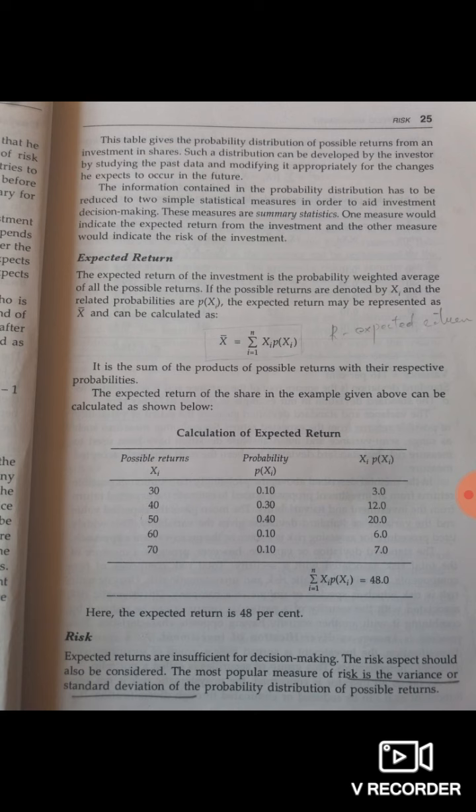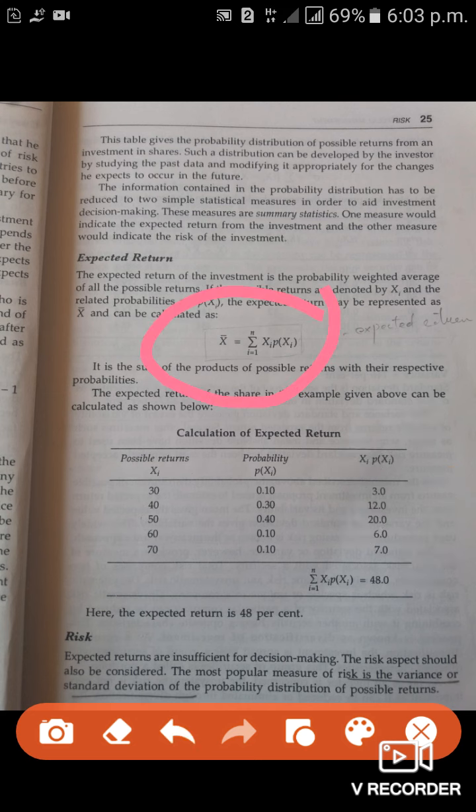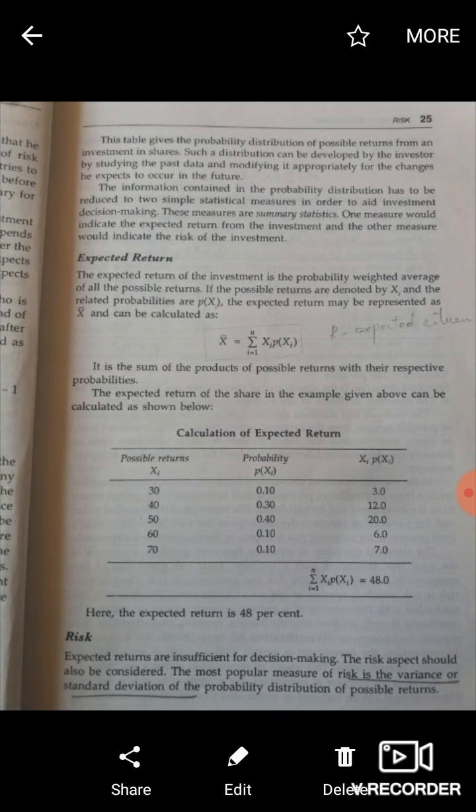The expected return of the investment is the probability weighted average of all the possible returns. If the possible returns are denoted by xi and the related probabilities are p of xi, then the expected return may be represented as x bar and can be calculated through this formula: x bar equals sigma i equals 1 to n, xi into p of xi, that is, probability of xi.